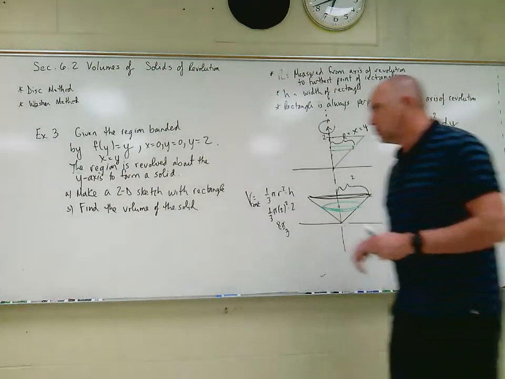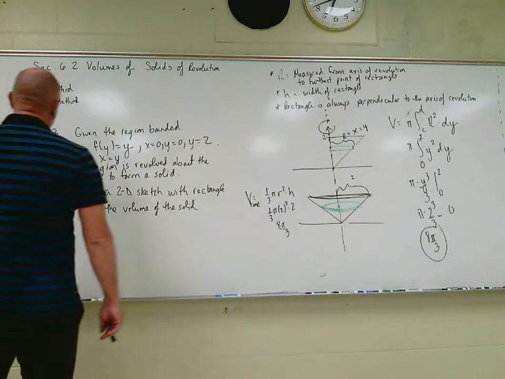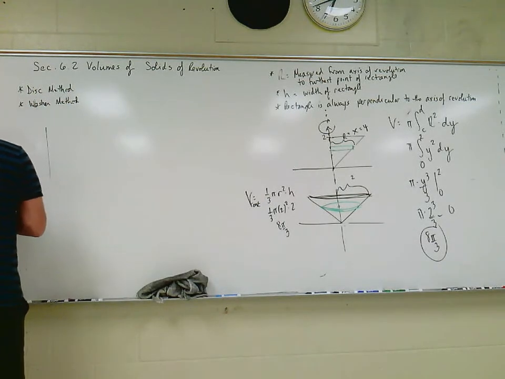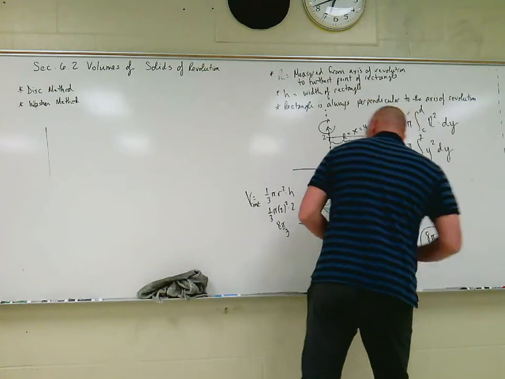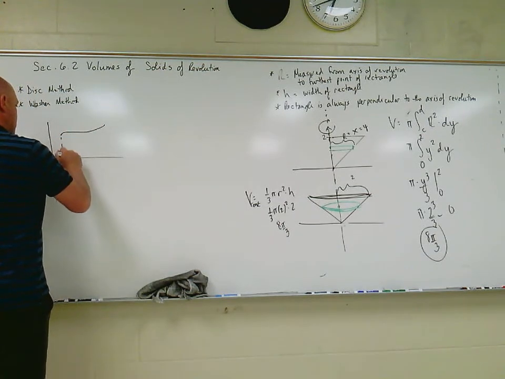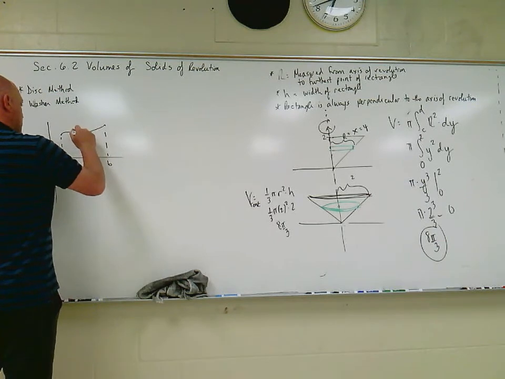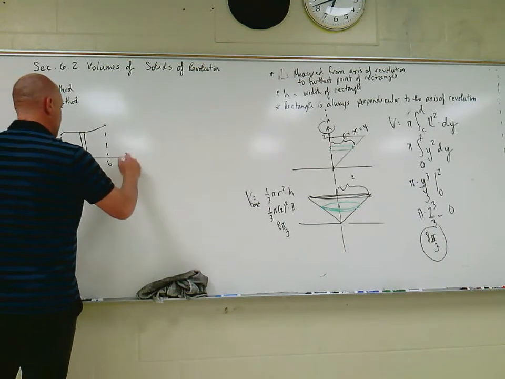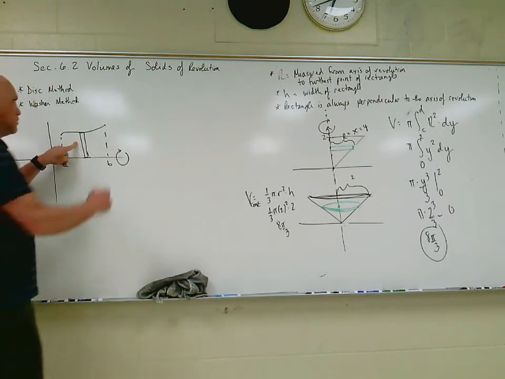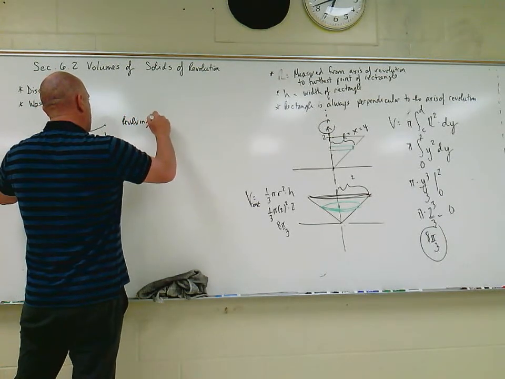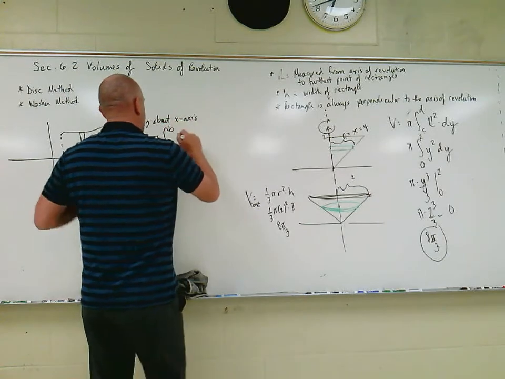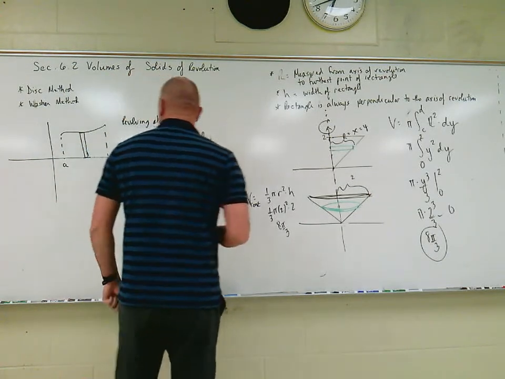So now to summarize what we've looked at today, if I'm revolving about the x-axis, so if this is my region here from A to B, and I have a vertical rectangle, then the volume is pi, A to B, big R squared, dx.